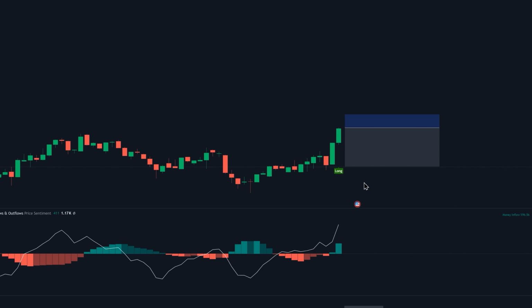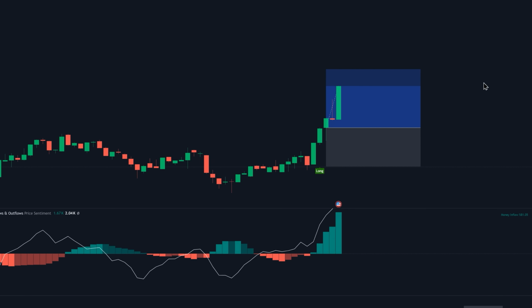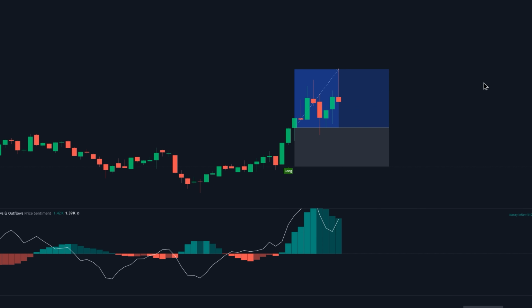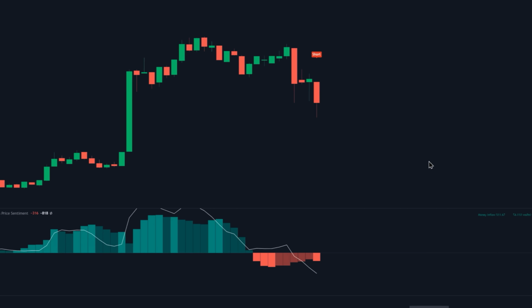And it's the same thing for short positions. Now, for the take profit, we want to set it at 1.5 times the risk, letting the trade run. And as you can see, the trade was profitable. Now, to take a short position, it's gonna be the opposite of everything we just did for the long position.